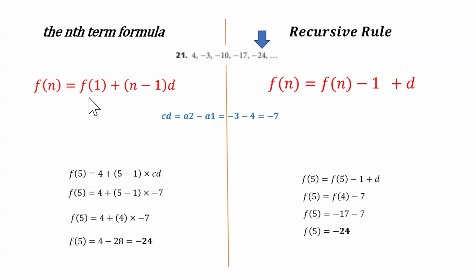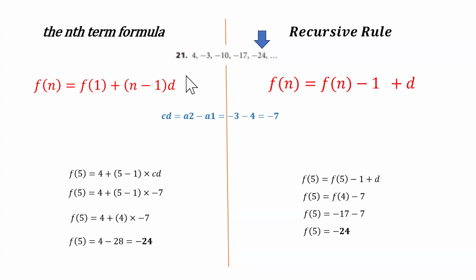Okay, we substitute here number 4 plus n minus 1. N is the 5 minus 1, which is the term before the fifth term. When you minus 1, that means you go one step backward to the term behind the term that we wanted to find out. And d is the common difference.